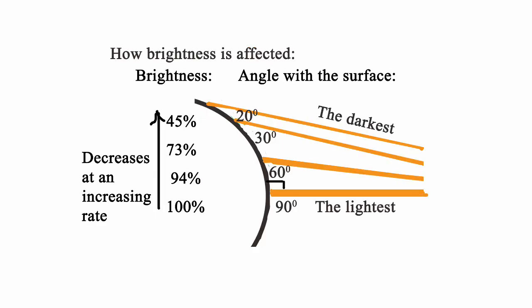How much does light intensity decline? Let's call this perpendicular ray 100% intense. Then the ray 60 degrees with the surface is 94%. Not very much of a difference. But when we decrease to 30 degrees and 20 degrees, the intensity goes from 73 to 45%. So it decreases at an increasing rate.